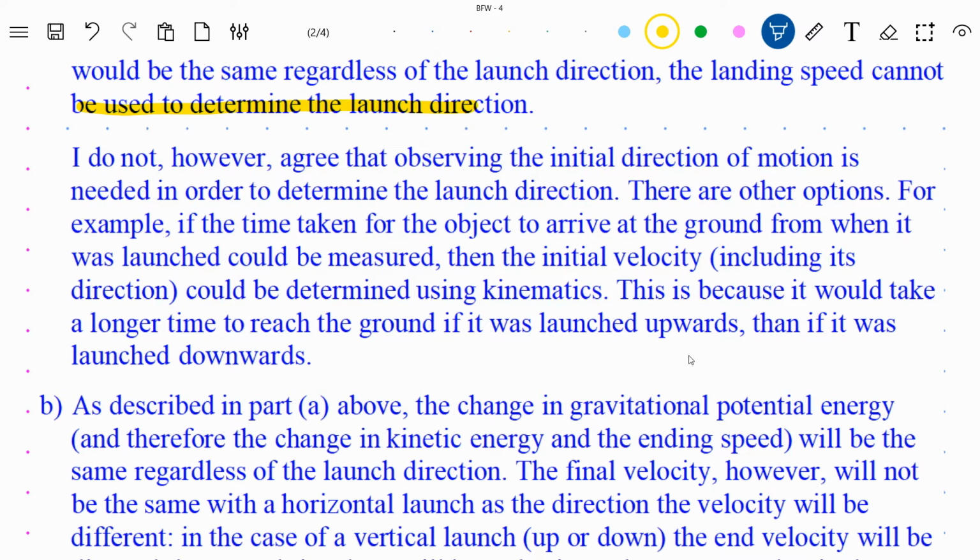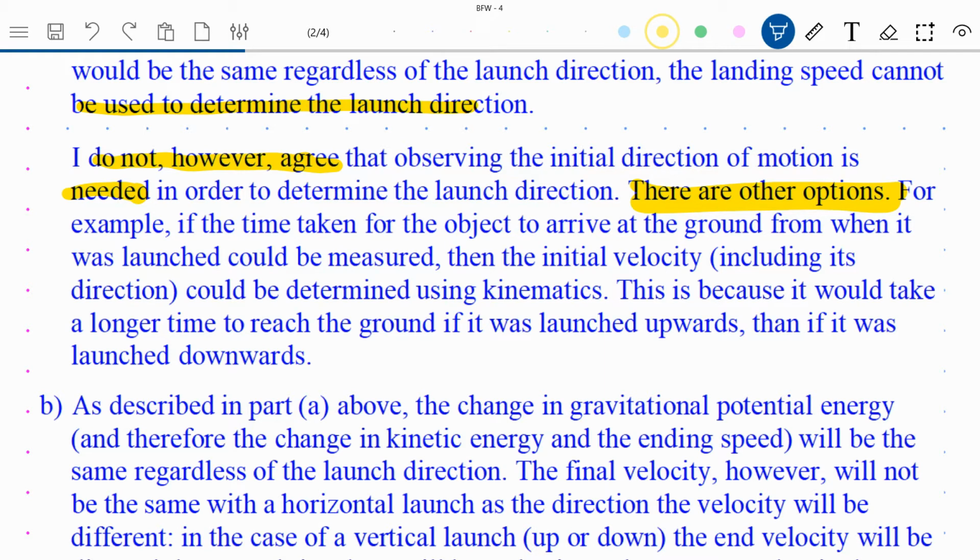So my continuation of part A is, I do not, however, agree that observing the initial direction of motion is needed in order to determine the launch direction. There are other options. And of course, that was directly asked of me, are there any other ways of doing this? For example, and this is just the first thing that came to me, if you can think of anything additional, I'm sure it would be fine, but this is a very, very clear difference.